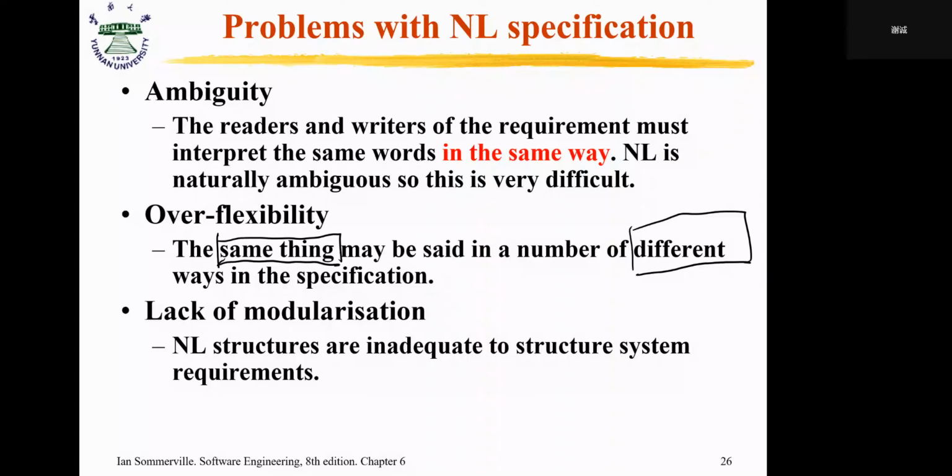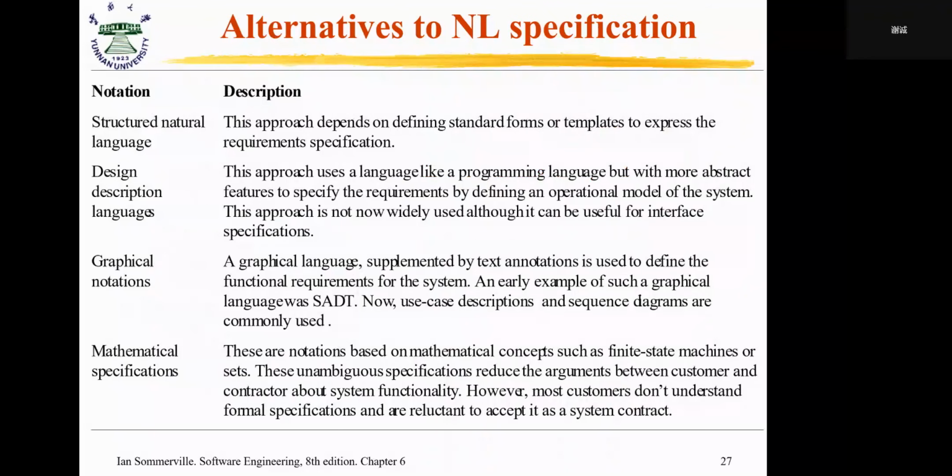The last one is a lack of modularization. Natural language structures are inadequate to structure system requirements. That means if you only use natural language, it's hard to describe the system requirement. So what's the solution? If we're doing the system requirement, there are four alternative ways.